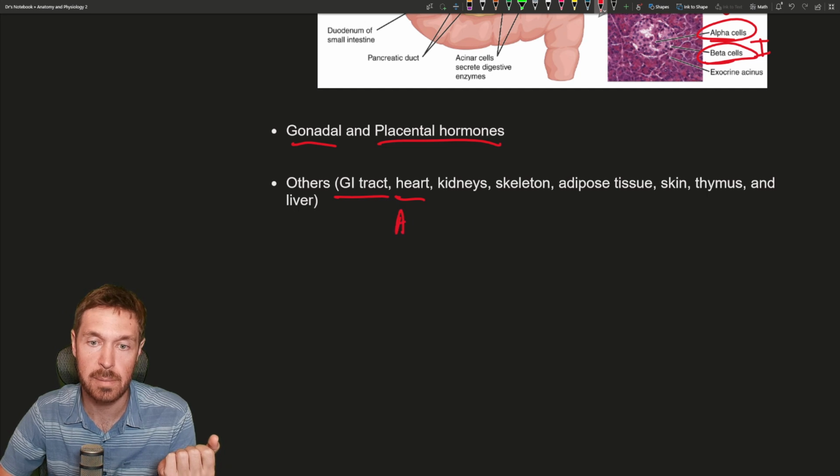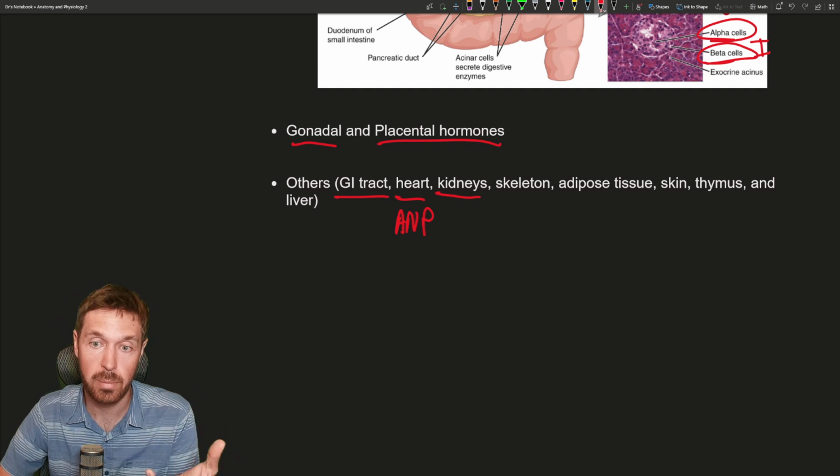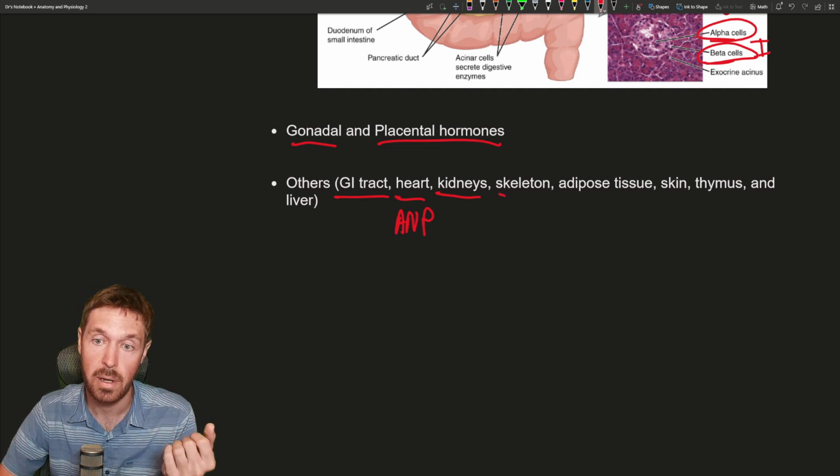Your heart releases something called atrial natriuretic peptide, which helps reduce blood volume. Your kidneys release things like renin, which targets blood pressure, and it ends up causing release of angiotensin and aldosterone. The skeleton can release some hormones as well.